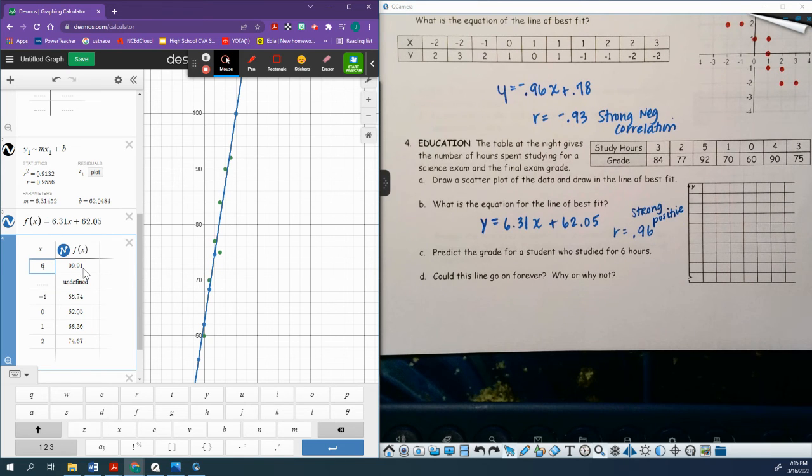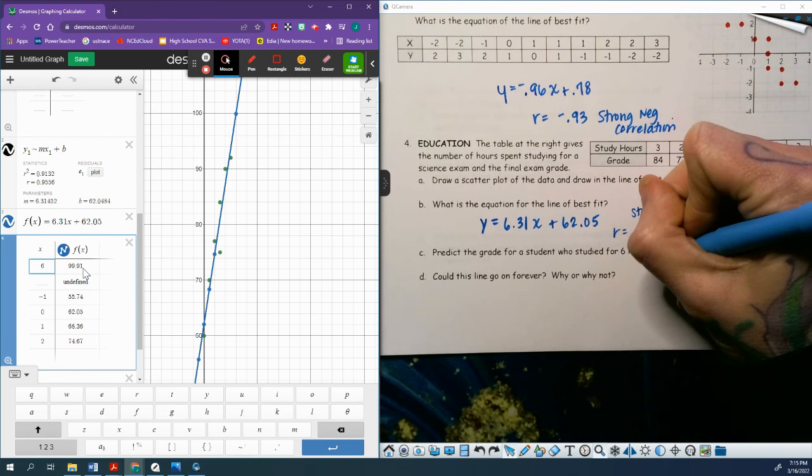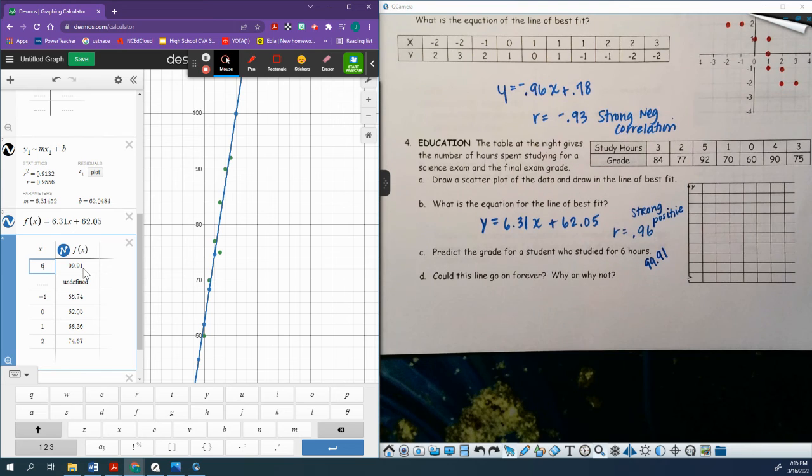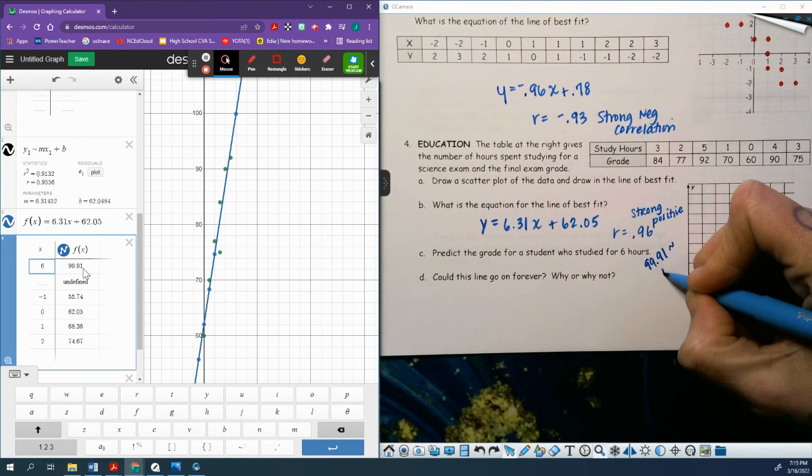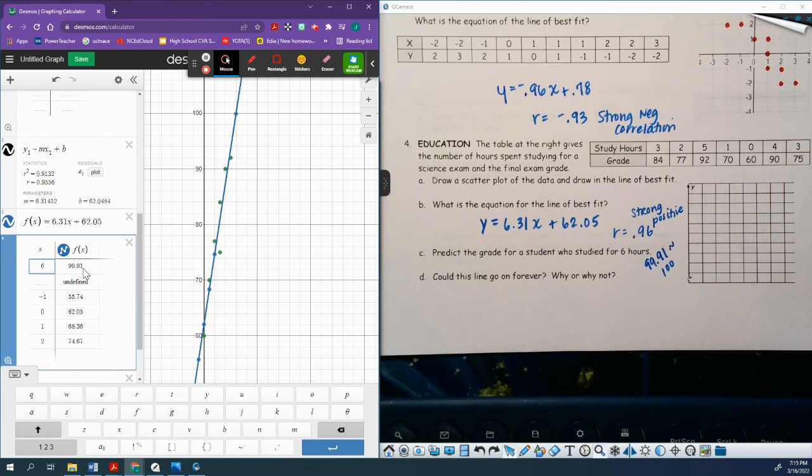So the predicted grade for a student who studies 6 hours would be a 99.91, which if we're being honest, is probably a grade of 100, so about a 100. Could this line go on forever and ever? Is it going to infinitely continue to go up? The more you study, will your grade infinitely go up? Probably not, because most grades max out at 100. Not saying that's for every class in the rest of your life, for the rest of the universe, but in most classes 100 is the highest you can get. So basically after 6 hours, you're probably going to stop.